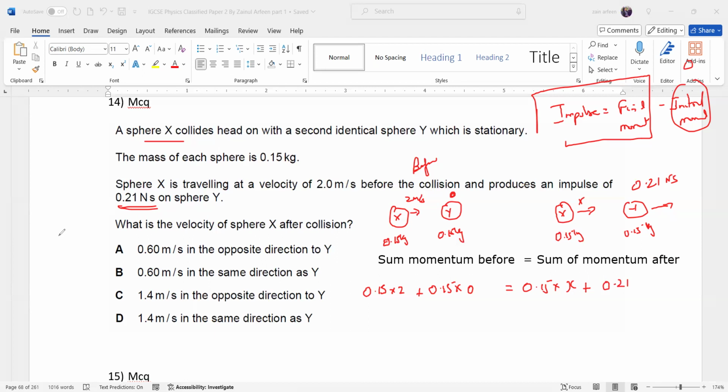Now we'll simplify this. So 0.15 multiplied by 2, that will be 0.3. This will be 0.15x. And this will be 0.21. 0.21 is added, so on the other side it will be subtracted. So 0.3 minus 0.21 is equal to 0.15x.